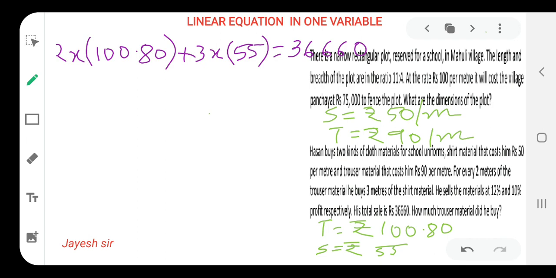Now we will start solving it so that we can find the answer properly over here. So 100.80 multiplied by 2, that would be 201.60. I am doing over here 100 2s are 200 and 0.8 2s are 1.60. So 201.60x plus 3 into 55, that would be 165. That means 165x, that would result in 36,660. That is given in the question also.